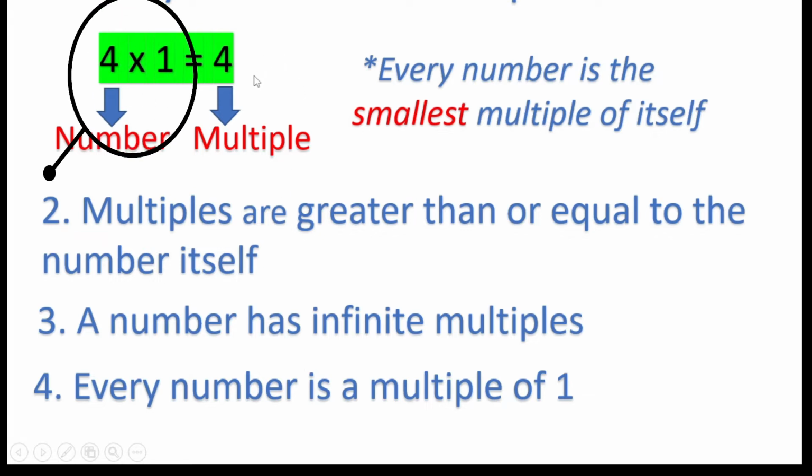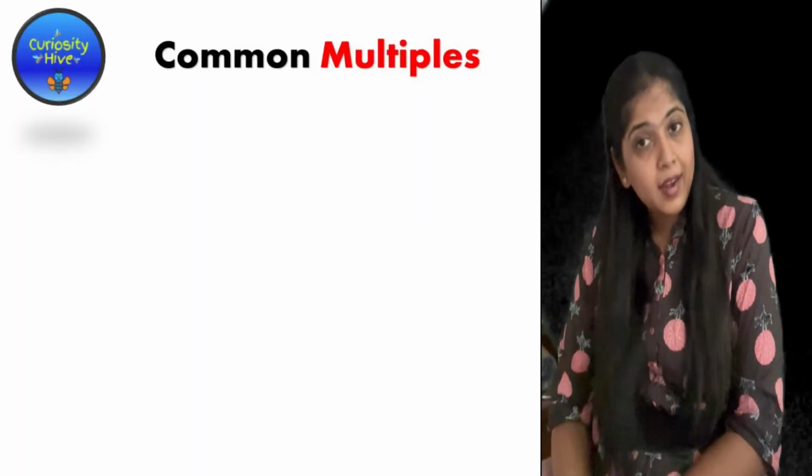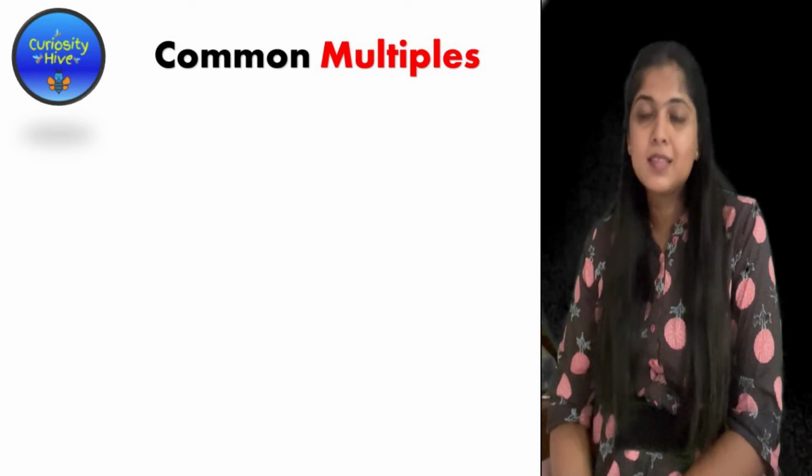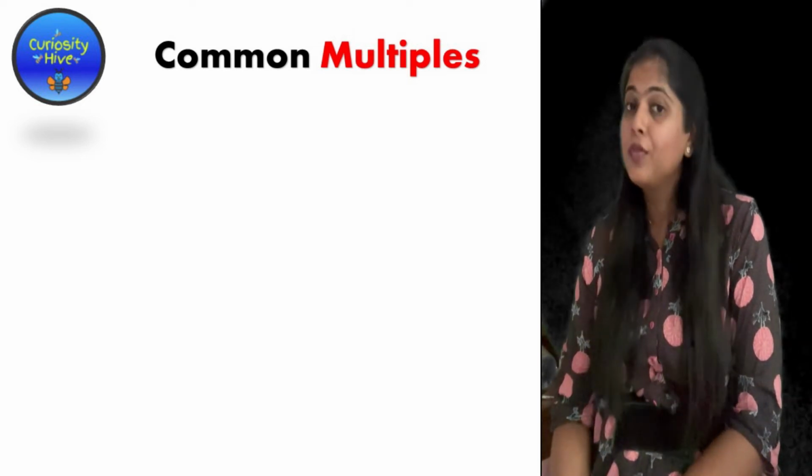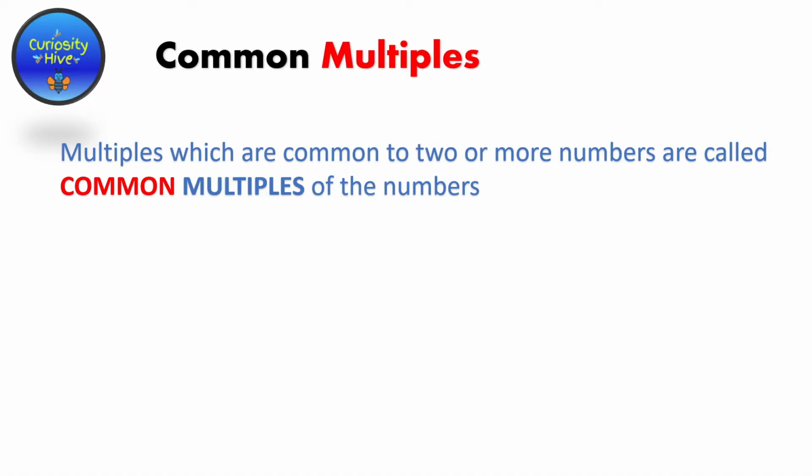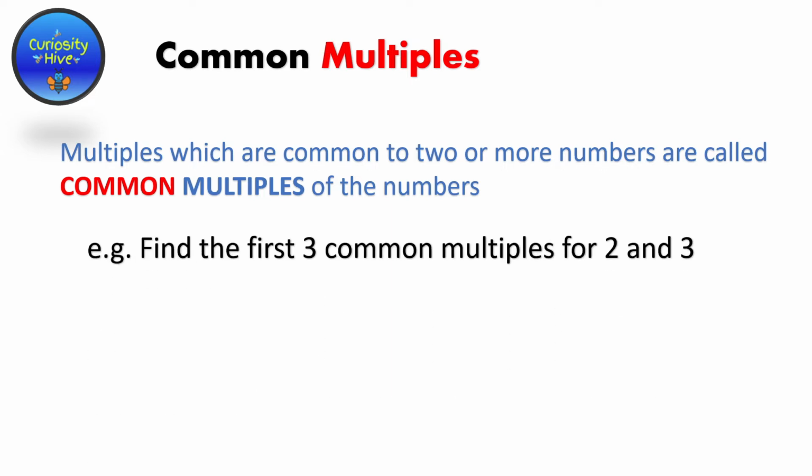Now, just like in factors we found common factors, in multiples also we need to find common multiples. So the multiples which are common to 2 or more numbers are called common multiples of the numbers. Now the kind of questions that come for common multiples is something like this: find the first 3 common multiples for 2 and 3.